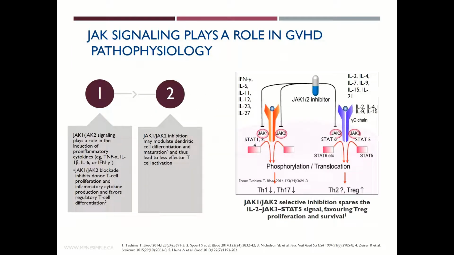Another drug that was recently approved by the FDA for steroid refractory chronic graft versus host disease is Jakafi, which is a JAK pathway inhibitor. It appears that JAK signaling plays a role in graft versus host disease pathophysiology. Again, the way it plays a role may be quite complicated, but it seems that JAK signaling is important in the induction of pro-inflammatory cytokines, and that blockade can decrease cytokine production and perhaps favor regulatory T-cell differentiation. JAK inhibition may also modulate dendritic cell differentiation and maturation and lead to less effector T-cell activation. Again, I invite you to read the references below for a more detailed description of pathophysiology.